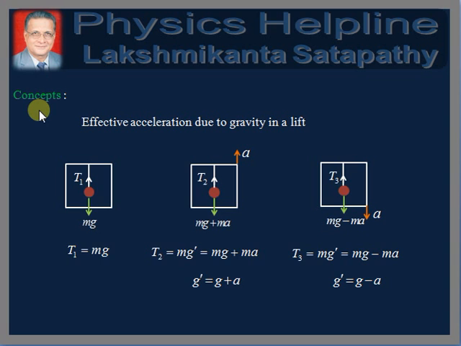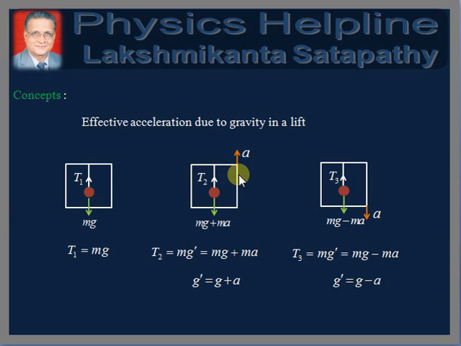Before proceeding to solve the problem, let us understand the related concepts. The effective acceleration due to gravity inside a lift. Now, when the lift is stationary, in the first figure, the tension in the string will be T1, which will be equal to the weight of the bob, mg, where m is the mass of the bob. Therefore, we write T1 is equal to mg.